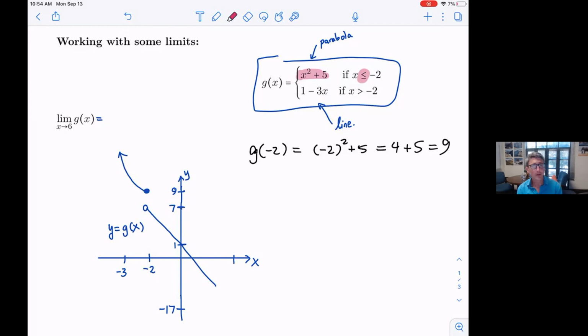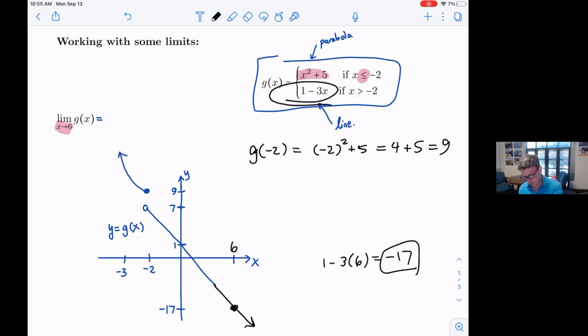So with this graph, I now have everything I need to talk about limits. So this question is saying I want the limit as x approaches 6. So I would look on my x-axis around 6. I would say, what is the graph doing? Well, I didn't need to draw more. It looks like it's going down. And I could fill in this point. Again, I would use the equation of the line to work out exactly what I got. So in this case, at 6, I get 1 minus 3 times 6. It's -17. And from the graph, I get this answer.